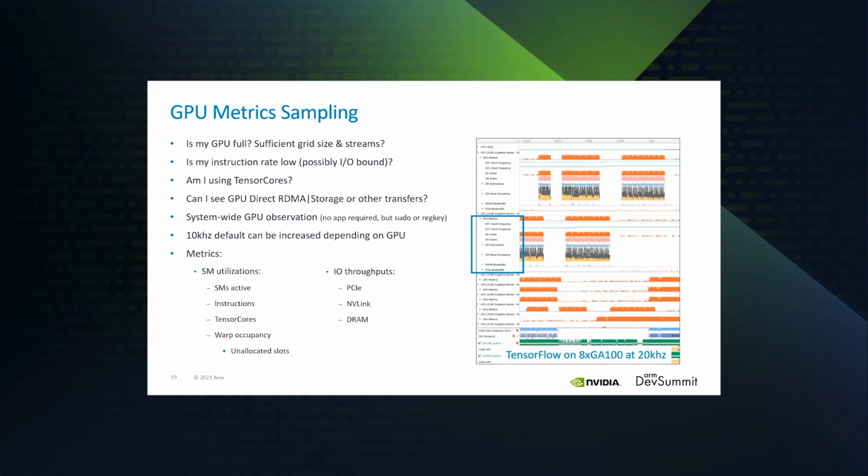You can see GPU direct RDMA and storage transfers, and these GPU metrics are system-wide. You don't need a specific app to be profiled, but you might need some specific permissions to gain access to them. There's a default frequency for collecting these metrics as it's a statistical sampling, and this can be decreased or increased depending on the GPU, the workload, and the overhead you're seeing. Some of the most important metrics we have are SM utilization metrics, telling you how many SMs are active, the instructions they're executing, how active are the tensor cores, and what's your occupancy. And additionally, we have metrics around I/O for things like PCIe, NVLink, and DRAM.